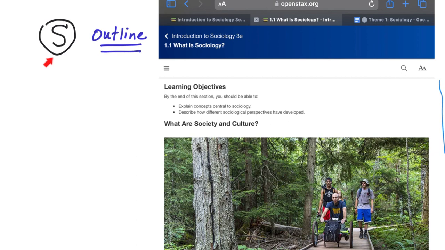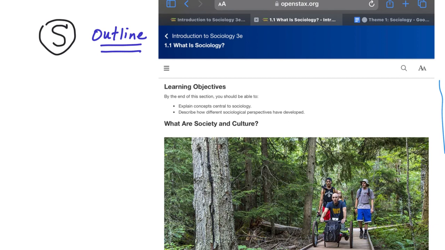The survey we do before we read it. Outline we do after we have read it one time. Remember that we read, we review, we read it again. Outline is part of the review part. So let's try to do a very quick comparison of these two.